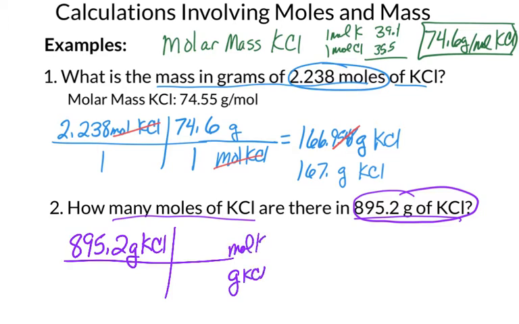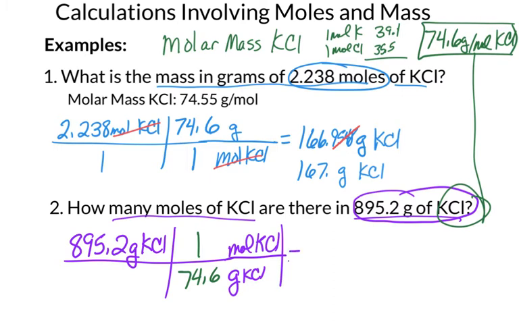That is the molar mass of KCl. And so we see that with the grams, we're going to put the 74.6. We'll put a 1 with the moles. That means on your calculator, you'll put 895.2 grams, divide that by 74.6 grams per mole.